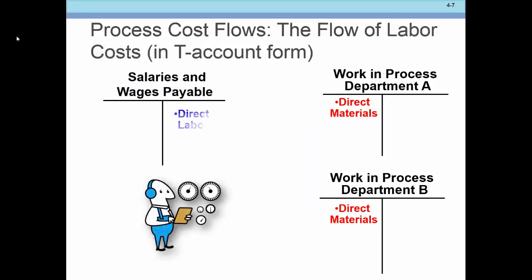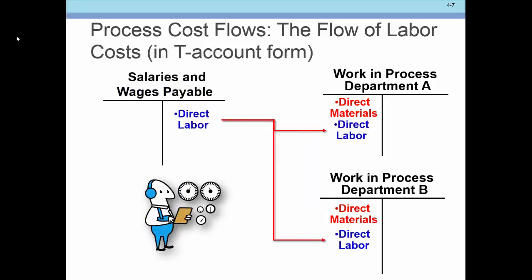Then we have to apply our labor. In the flake department, it's a baker or cornflake maker, right? In the boxing department, it's not a boxer, but it's a guy who folds up the boxes, and puts the stuff in the boxes.